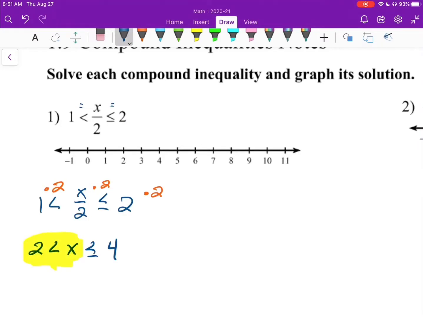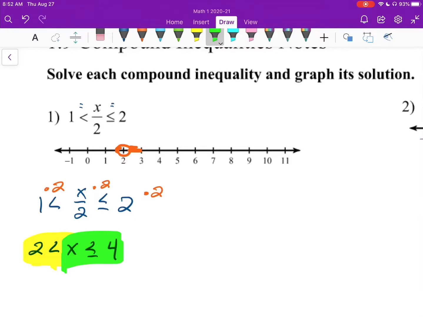So it has 2, so I'm going to put a dot on 2, and it's going to be an open dot, right? It says x is bigger than 2 is one way to read that, or 2 is smaller than x, so I know I'm going to shade this way. I'm just going to do a little bit of it, and then I'm going to see what I get with the 4.